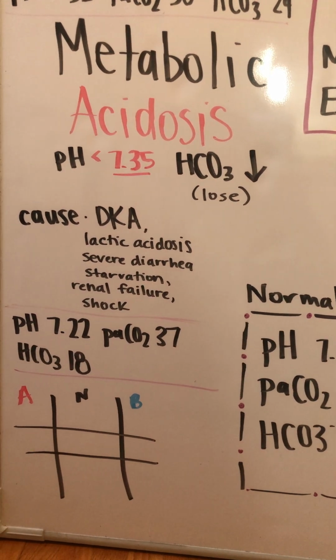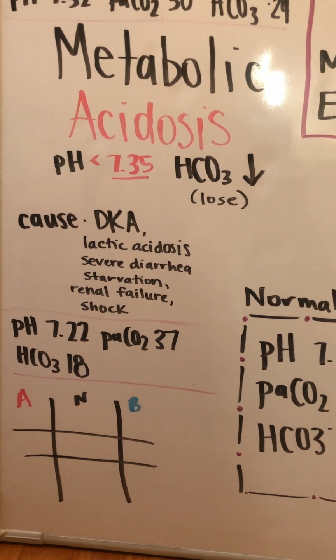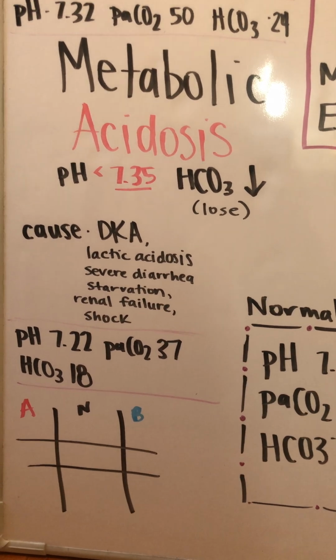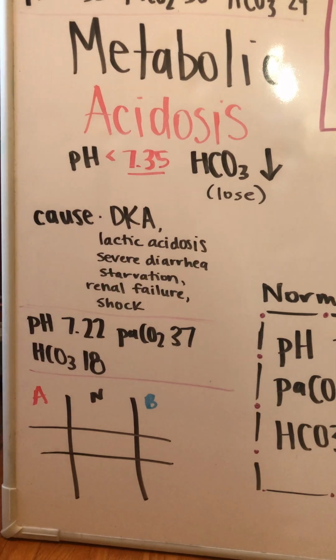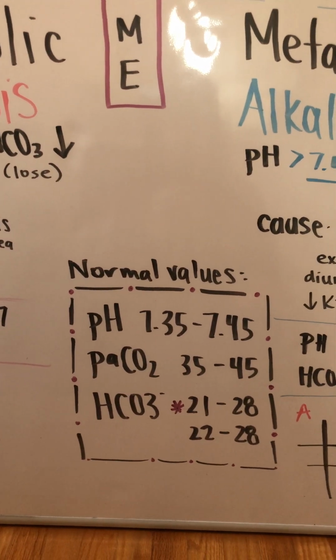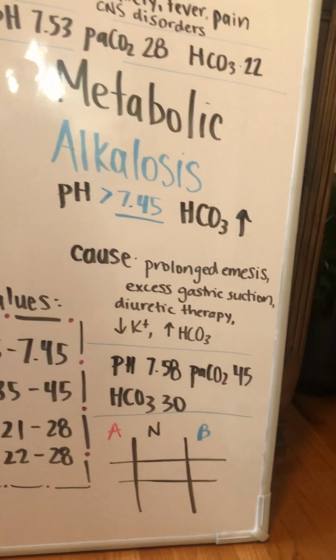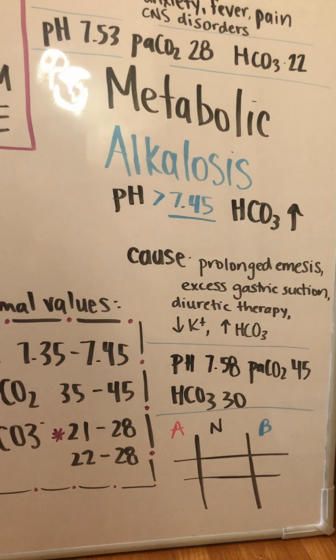And we can see here that our bicarb is significantly below the normal of 21 to 28. And so we know we have a metabolic acidosis. Before we get to the tic-tac-toe, let's just remember our normal range one more time and go over to metabolic alkalosis.